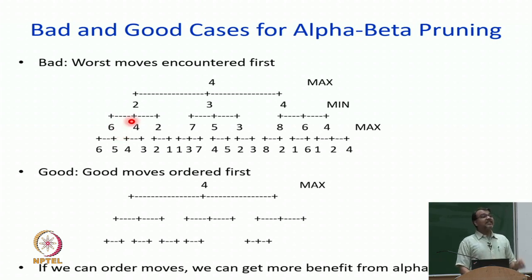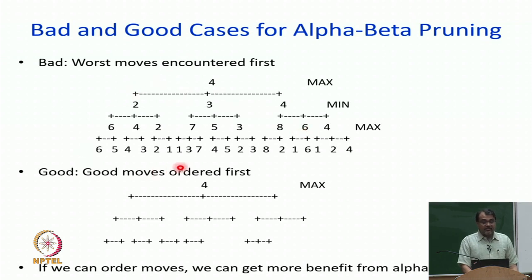So, if my better children or the best children are the rightmost or the last, I will have to explore everything, right. So, this is showing you an example where there will be no effect of alpha beta pruning. You can think about it, right.